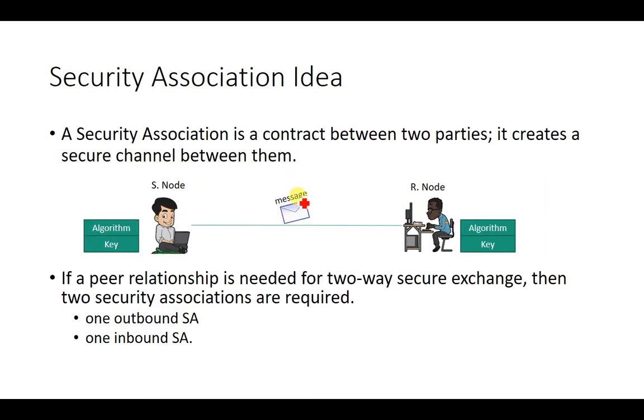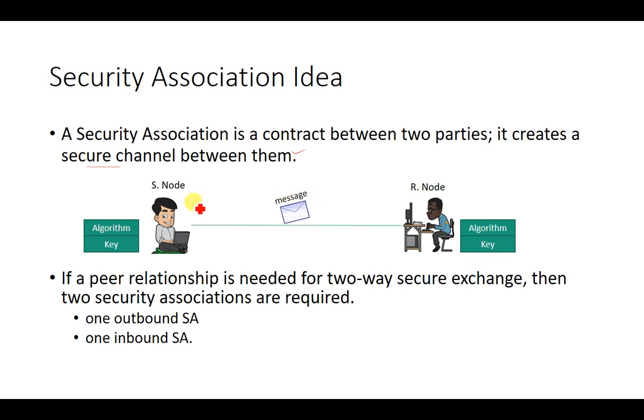Now let us understand the idea of security association with a figure. You can see this is the S node and this is the R node. They want to communicate with each other with a message. So we can say a security association is a contract between two parties. It creates a secure channel between them. So they want to connect a secure channel between the S node and the R node.